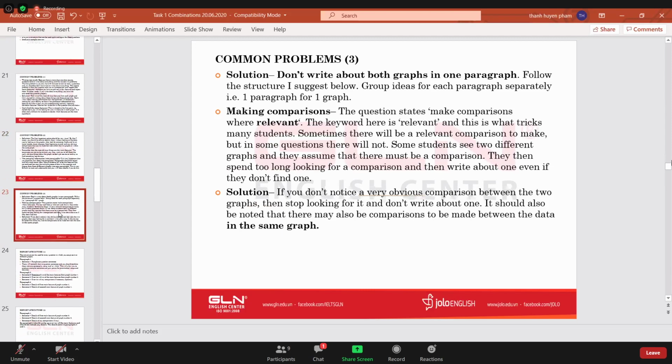Next one, don't write about both graphs in one paragraph. Follow the structure I suggest below. Group ideas for each paragraph separately. That is one paragraph for one graph.